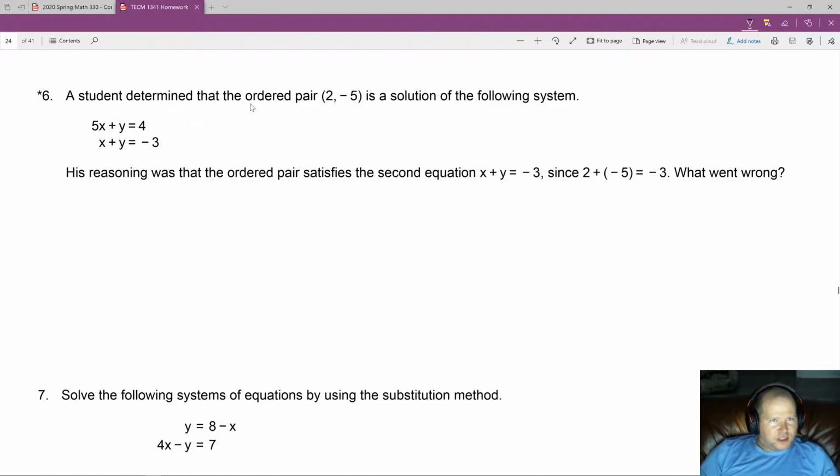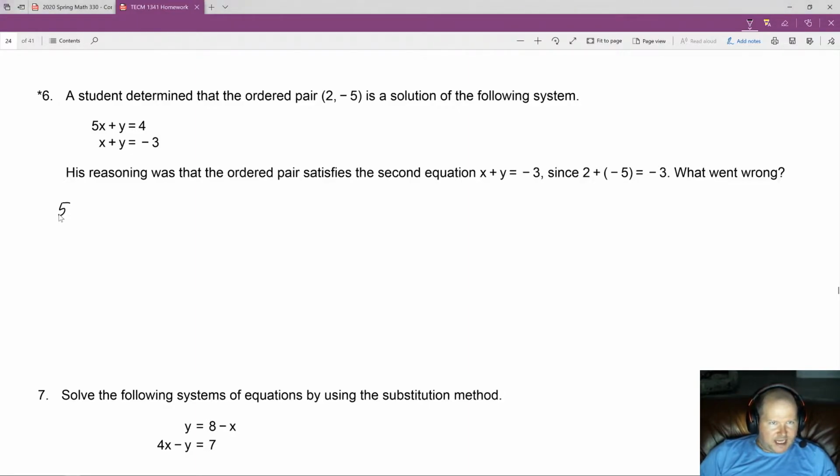A student determined that the ordered pair 2, -5 is a solution of the following system. His reasoning was that the ordered pair satisfies the second equation, since 2 plus -5 is -3. What went wrong? Well, it has to satisfy both equations. So, let's try the first one.